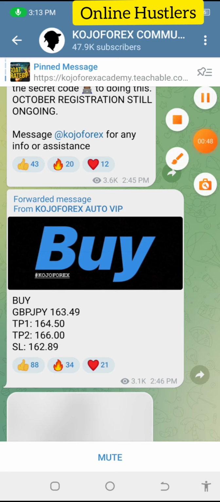So this is the signal we're using, called Your Forex signal. In case you're not on his Telegram page, just search Your Forex Community and join. I'll try to put the community link in the description below so that you can join.